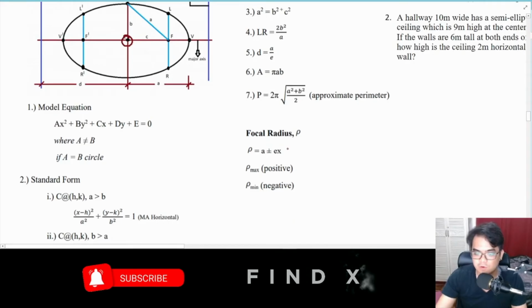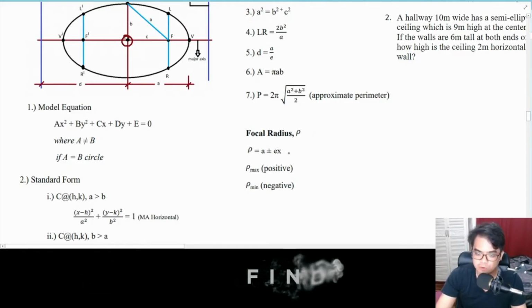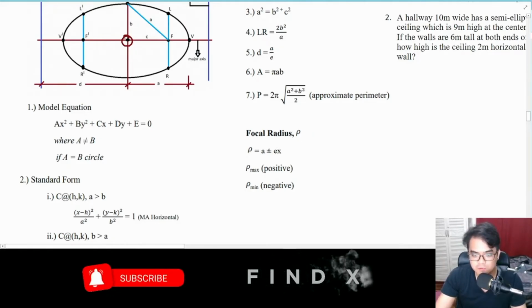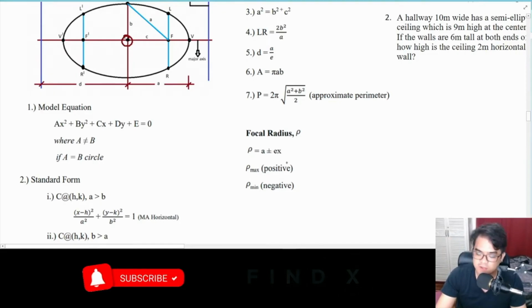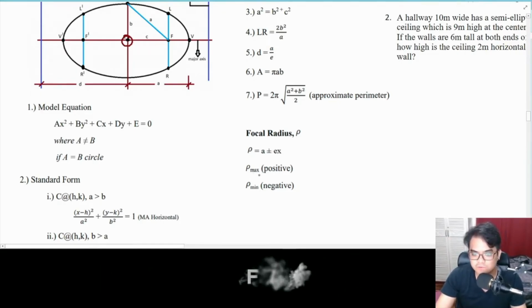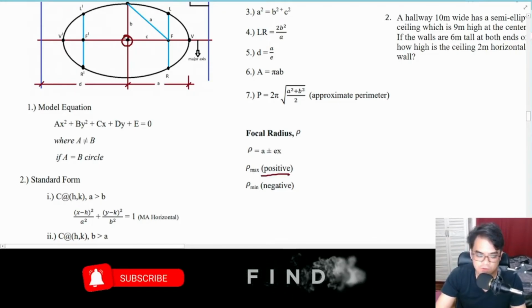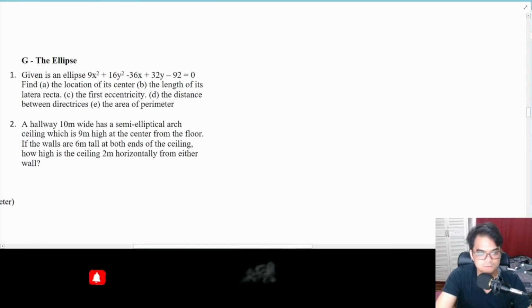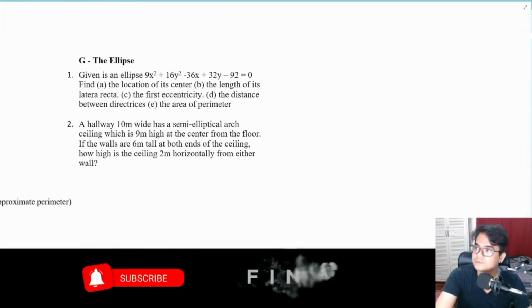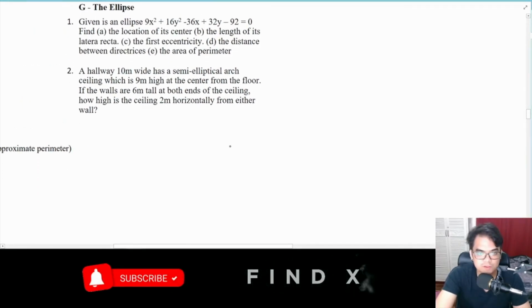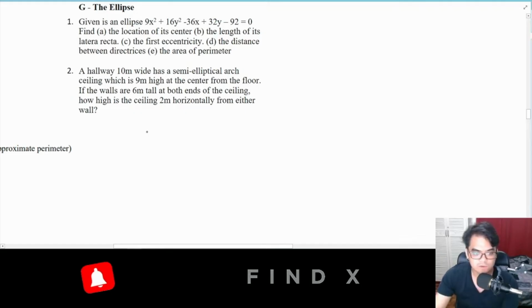So we also have the focal radius, so all you have to do here is, you will have a given point, which is usually x and y. So that's a plus or minus eccentricity times the given x. And then if you are looking for the maximum, use positive, and if you're looking for the minimum, use negative. Okay? Okay, so with that, let's try to answer number 1.